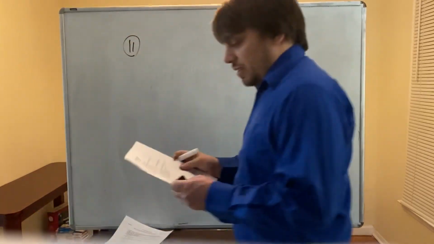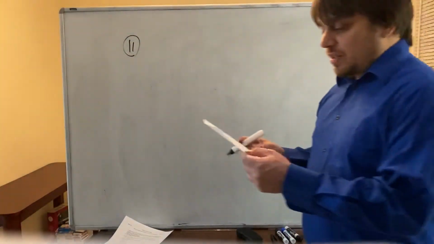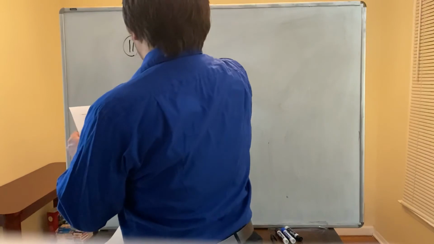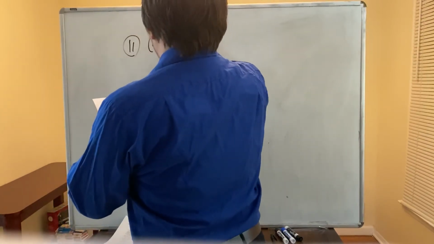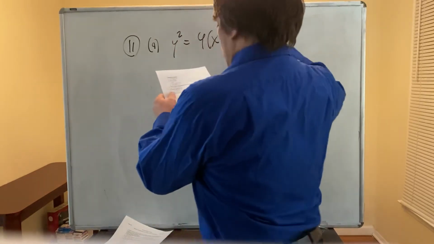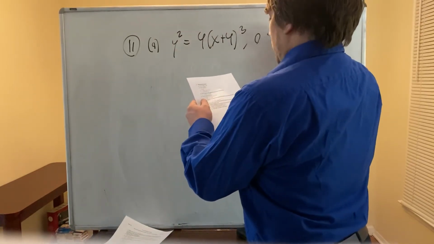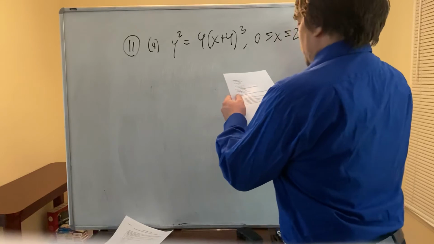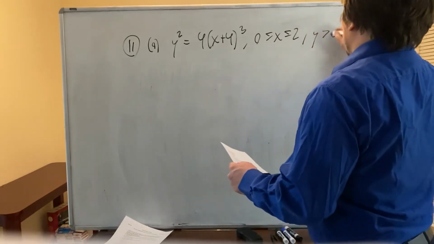Okay, so number 11. Find the length of the curve. For A, we have y squared equals 4 times (x plus 4) cubed, from 0 less than or equal to x less than or equal to 2, y positive.